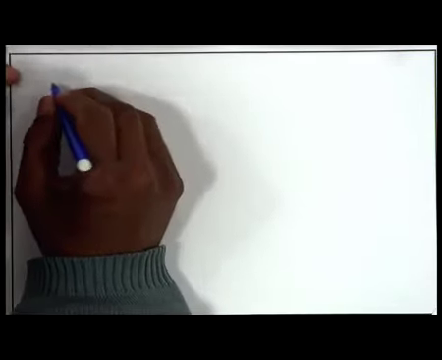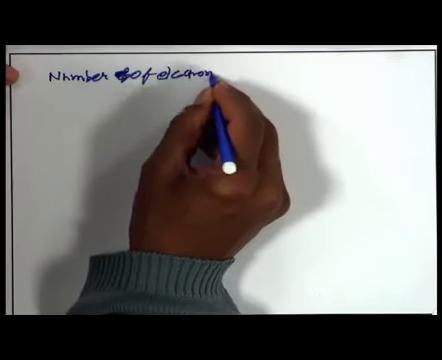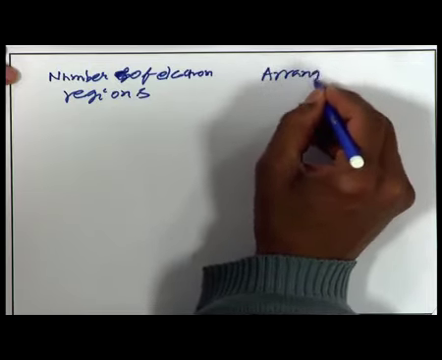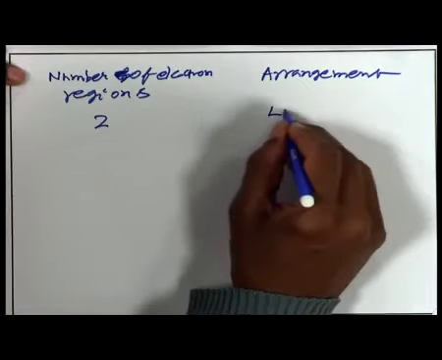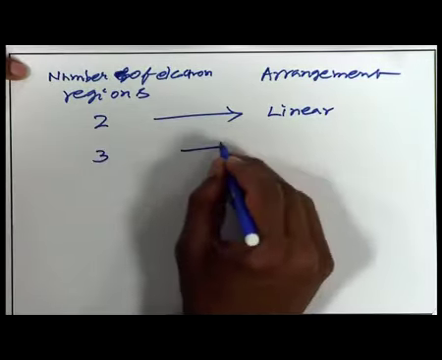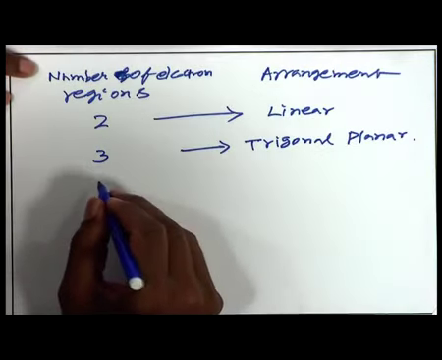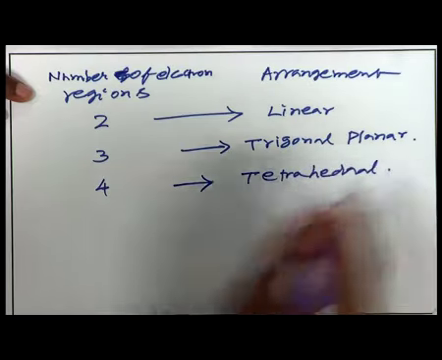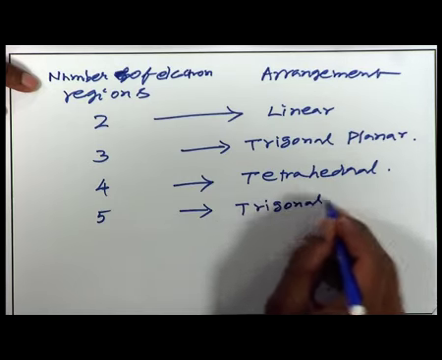So I can tabulate them: the number of electron regions and the arrangement. If the number of electron regions is 2, the shape is linear. If you have 3 regions of electrons, the shape is trigonal planar. If you have 4 regions of electron density, then the shape is tetrahedral. If you have 5, the shape is trigonal bipyramidal.